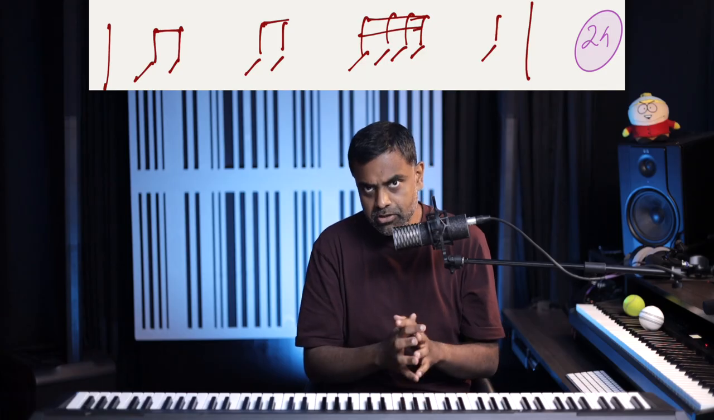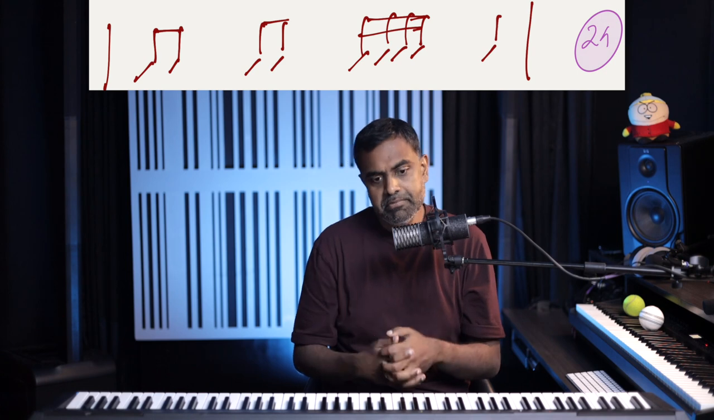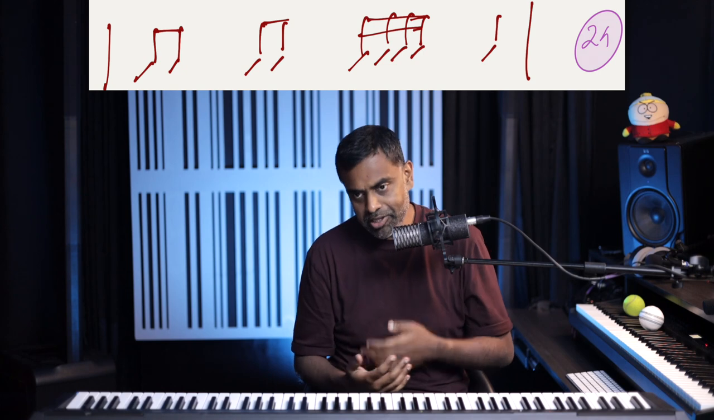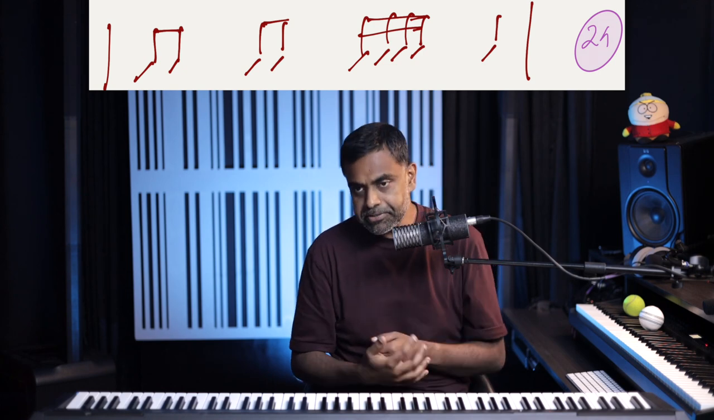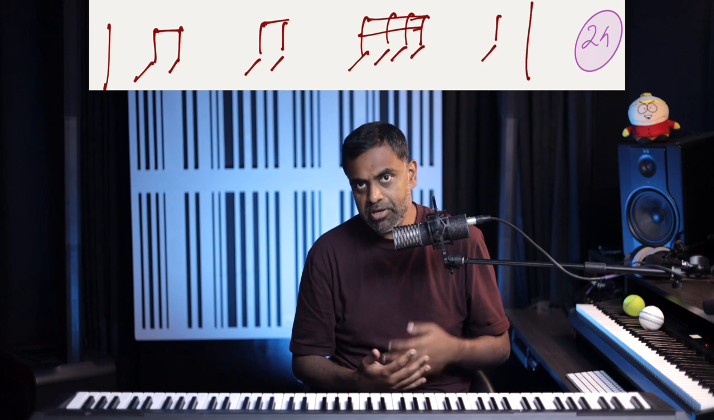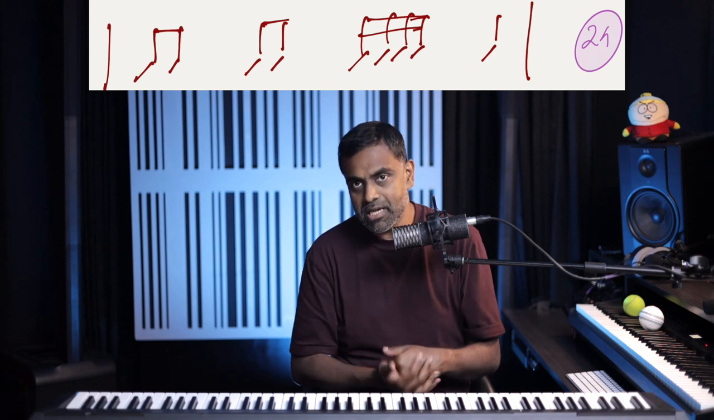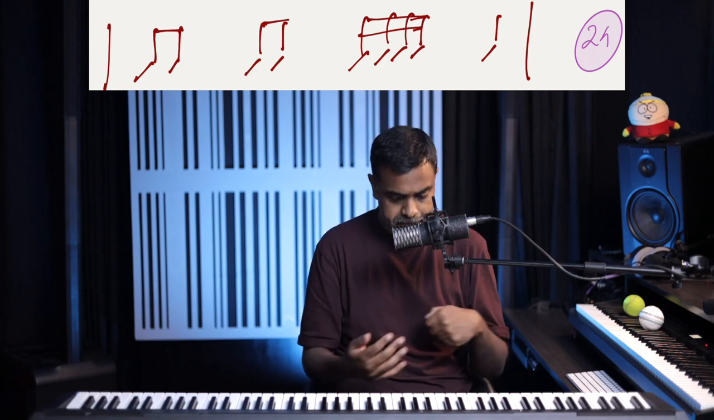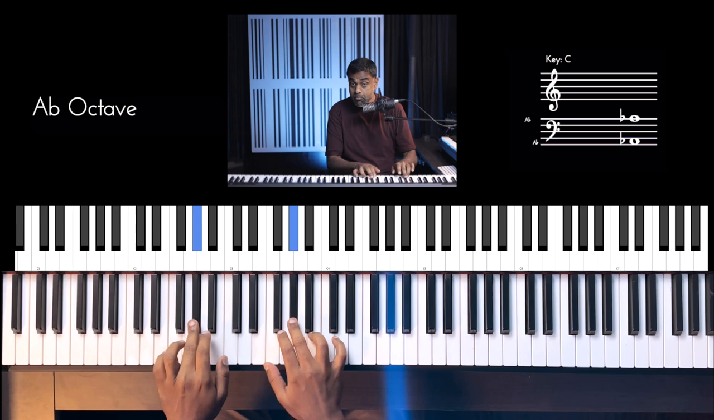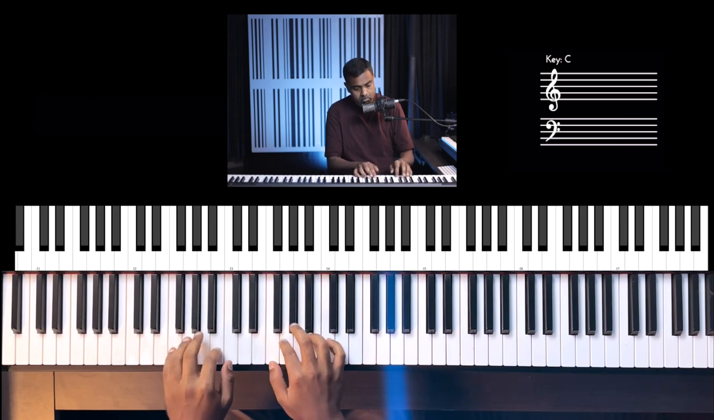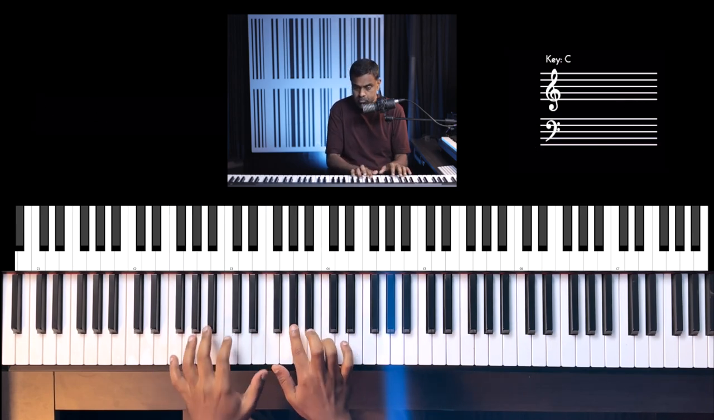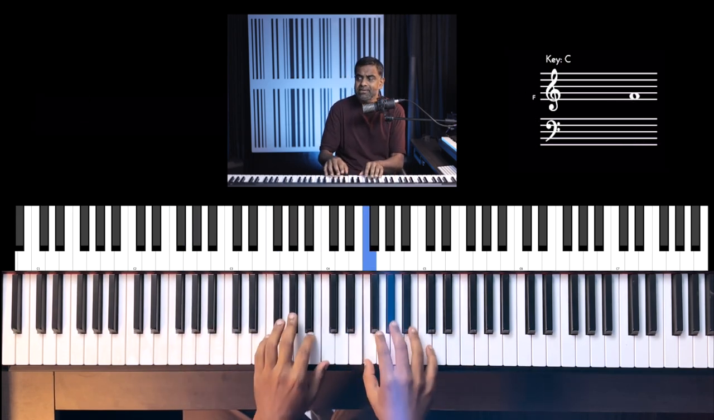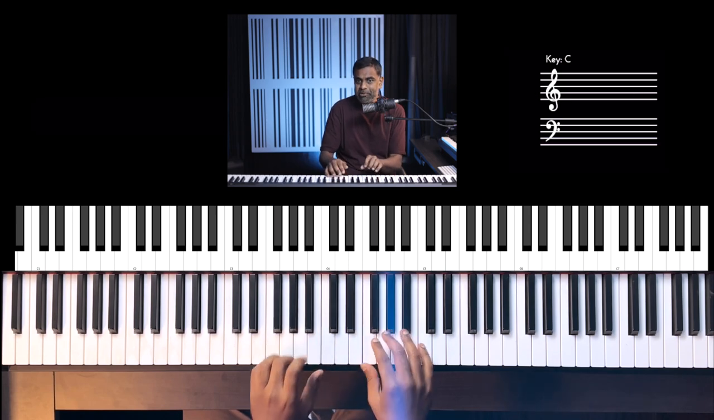Okay, the next one would be taka taka taka dimita, taka taka taka dimita, taka taka. That's how you count it. Quaver, quaver, semiquaver, crotchet. Quaver, quaver, semiquaver, crotchet. Quaver, quaver, semiquaver, pulse. Like that, okay? Something like that. That's what I want to play on that rhythm.